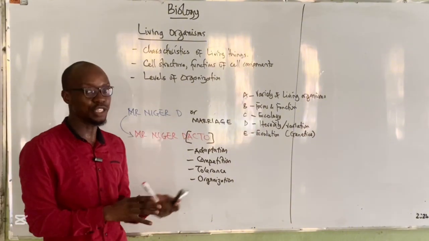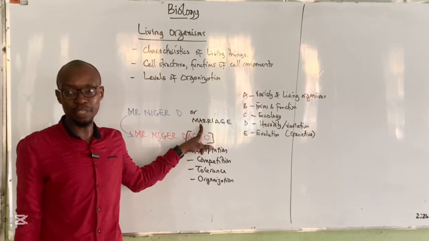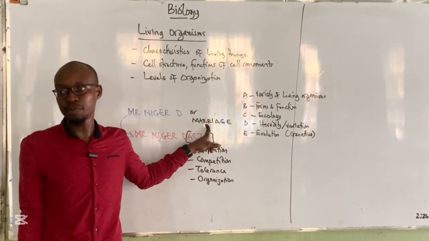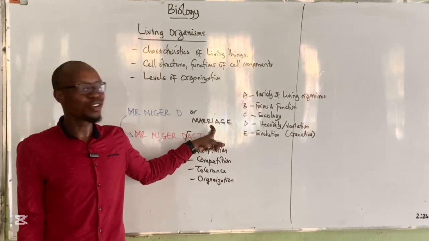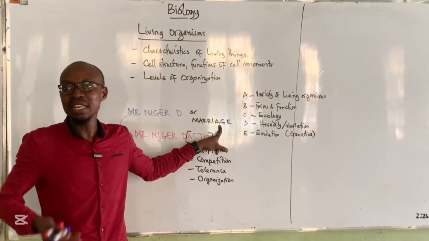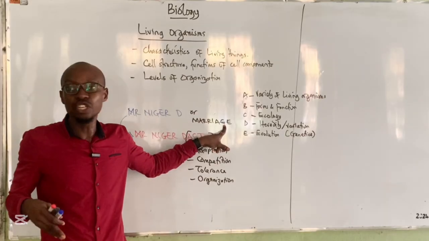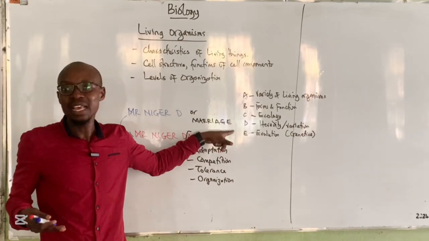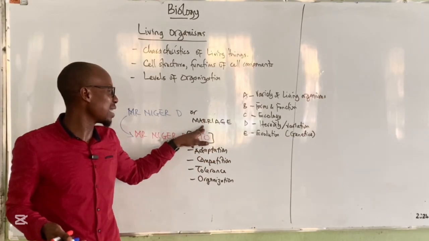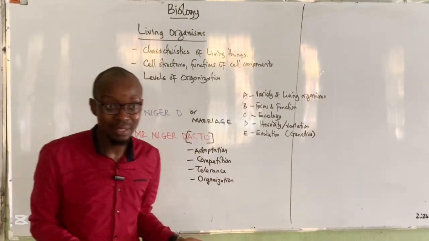What is M in marriage? Movement. What is A? Adaptation. What is R? Respiration. What is this R? Reproduction. What is this I? Irritability. What is this A? It could mean assimilation. It's just like nutrition too, right? Then what is this G? Growth. And what is E? Excretion. So if you can get marriage, then any other one from Mr. Niger D, you can add it to it and you'll be good, right?